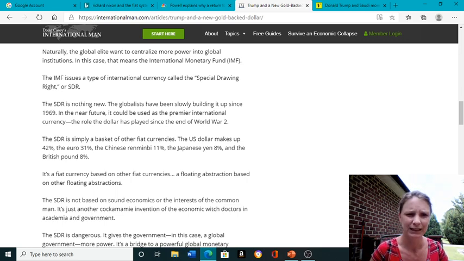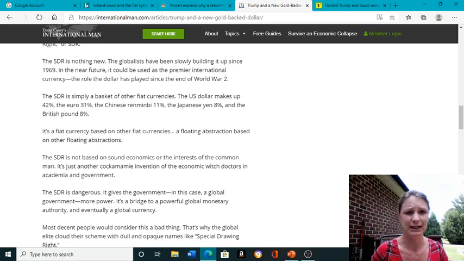In the near future, it could be used as the premier international currency, the role the dollar has played since the end of World War II. The SDR is simply a basket of other fiat currencies. The US dollar makes up 42%, the euro 31%, the Chinese renminbi 11%, the Japanese yen 8%, and the British pound 8%. Okay? It's a fiat currency based on other fiat currencies, a floating abstraction based on other floating abstractions. Okay? It's not backed by anything.